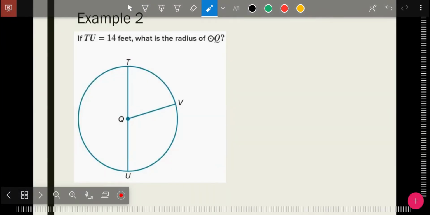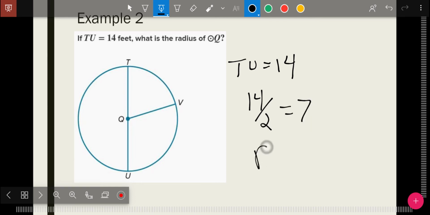And so we're going to work on both identifying radii and diameters and identifying circumference. And so TU is 14. What is the radius of circle Q? Well, TU is a diameter. It starts at T, goes all the way through U. It's a chord that goes through the center Q. And so TU is 14, but TU is a diameter. So I have to divide it in half for the radius. And so the radius is 7.